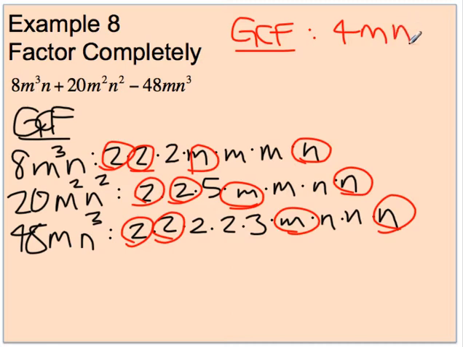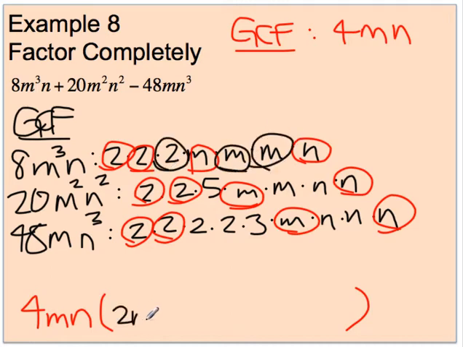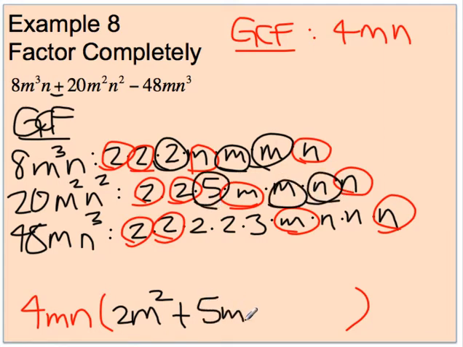So let's rewrite this with the greatest common factor pulled out. We have 4mn times the trinomial. We have 2 times m, so that's 2m squared. We keep the plus sign, so plus 5mn, we keep the minus sign. 2 times 2 times 3 is 12, so we have 12n squared.